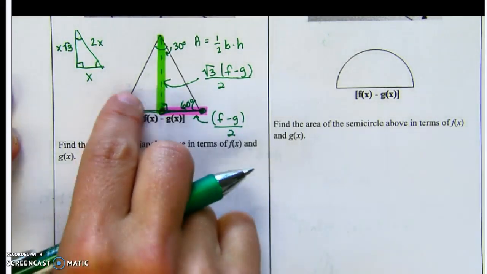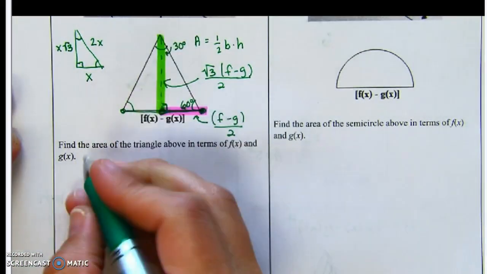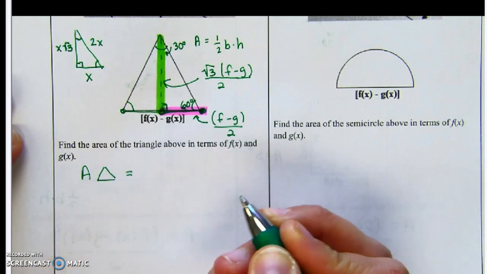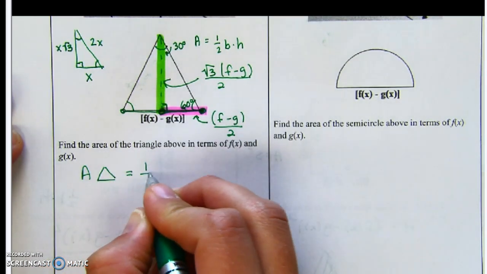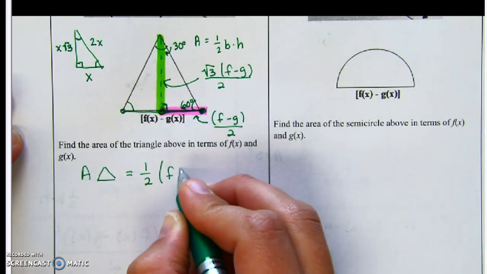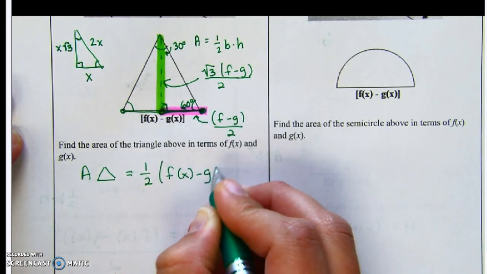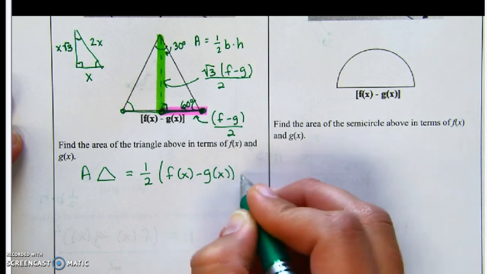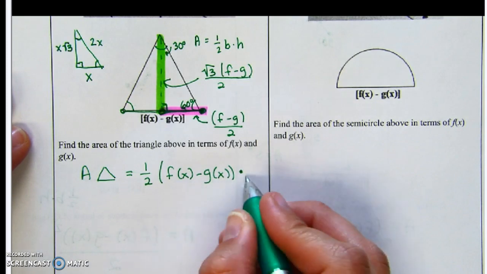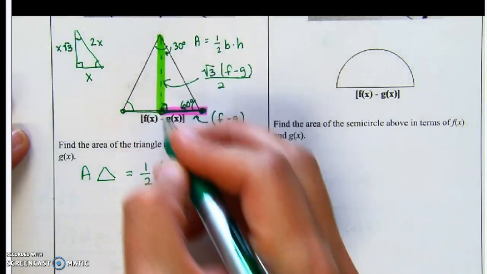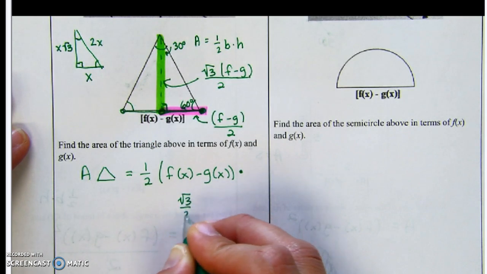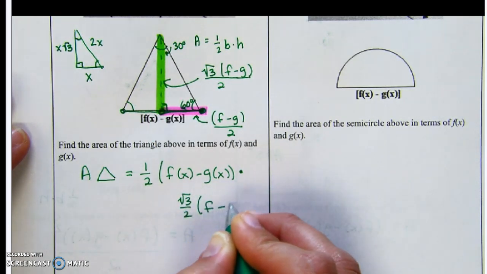So the area of this entire triangle, the area of one of the equilateral triangles, you ready? One-half base. What's our entire base? It is f minus g. One-half base times height. And then the height, you ready? Square root of 3 over 2 times f minus g.